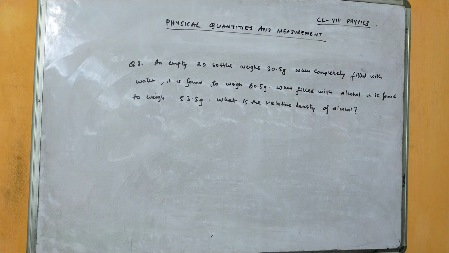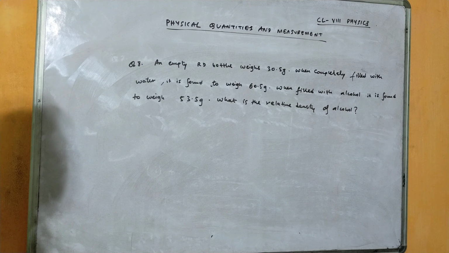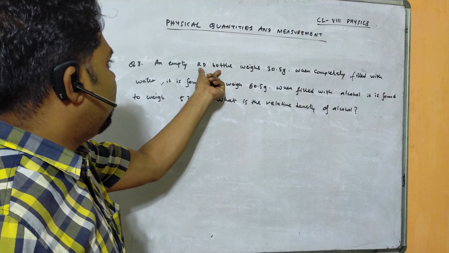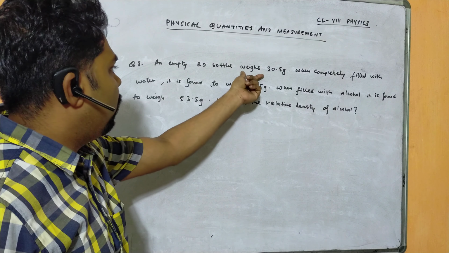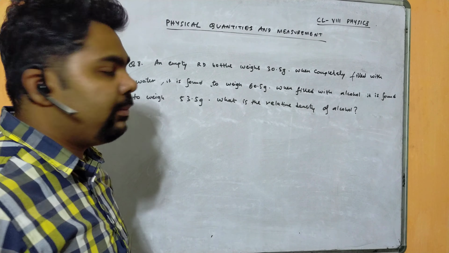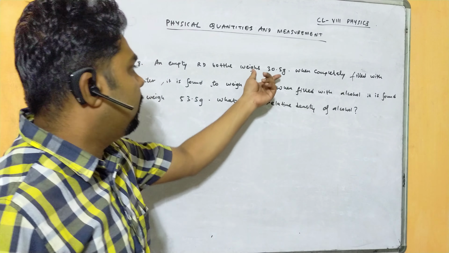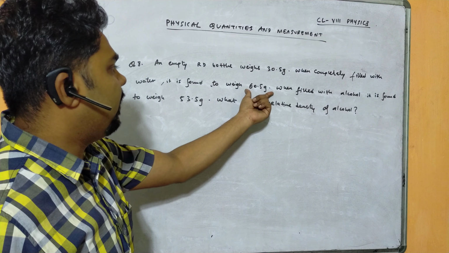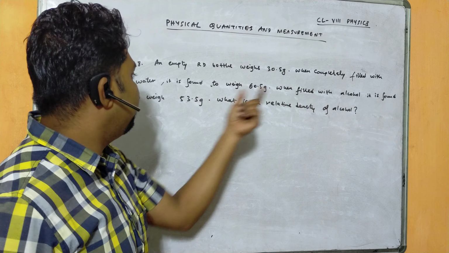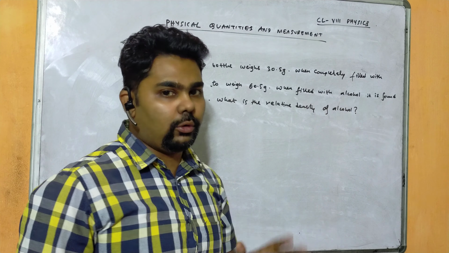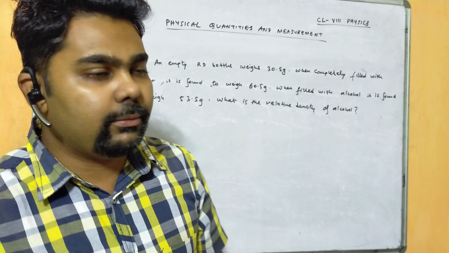So this is a very important question of this chapter. You see, an empty relative density bottle weighs 30.5 gram. That means when the bottle was empty, this is the mass. When completely filled with water, it is found to be 60.5 gram. When filled with alcohol, it is found to be 53.5 gram. What is the relative density of alcohol? So we have to calculate the relative density of alcohol.